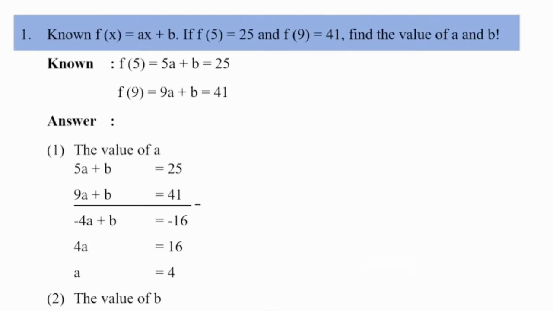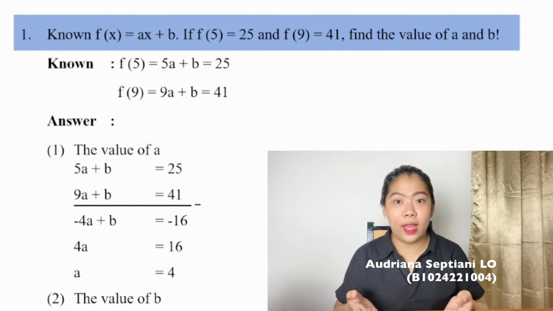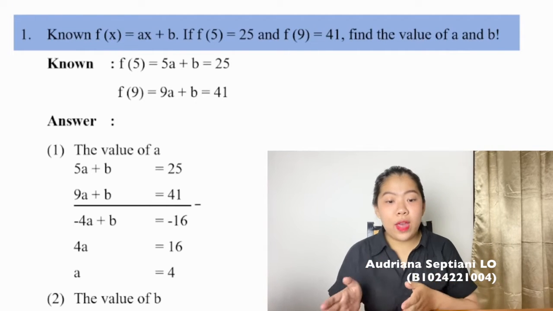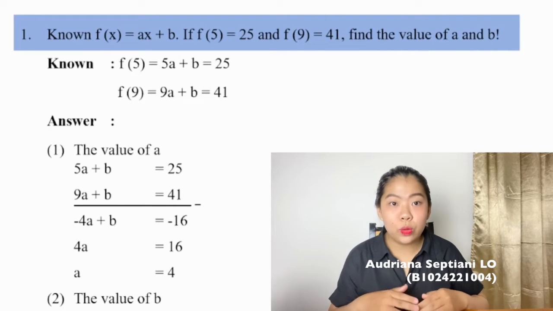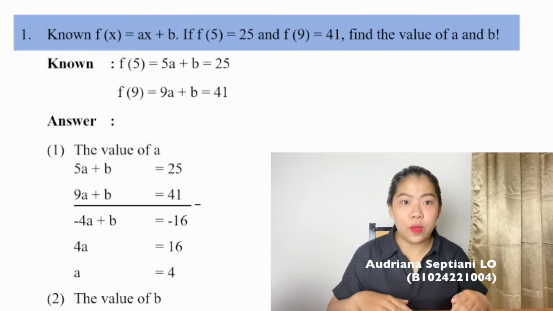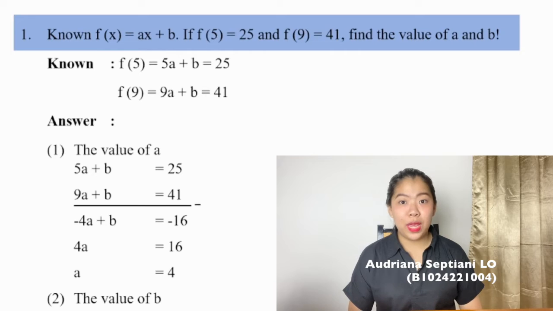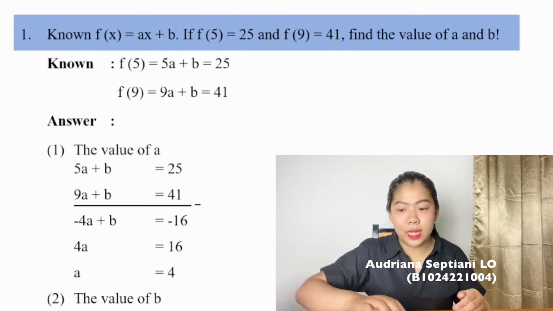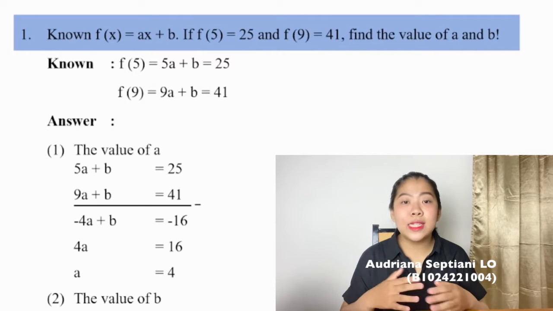Then to answer this question, we need to find the value of a. To find the value of a, we subtract f(5) and f(9). 5a plus b equals 25. Then 9a plus b equals 41. Therefore, the result is minus 4a equals minus 16. 4a equals 16. 16 divided by 4. So the value of a is 4.